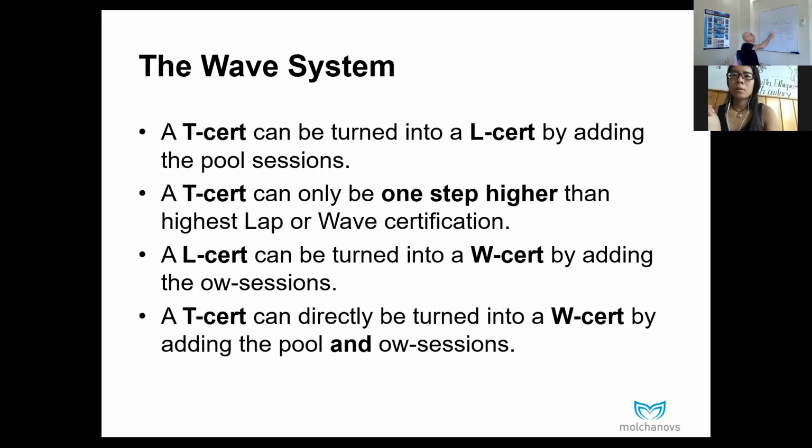So after someone does the T2, they need to do the lab 2. After the lab 2, they can do the T3 again. Or after the T2, they do the wave 2, and then they do the T3. But this is going to be very important. So only one step higher than the highest lab or wave certification. A lab certification can be turned into a wave certification by adding the open water system, and a T certification can directly be turned into a wave certification by adding the pool and open water sessions. Make sense? Cool.